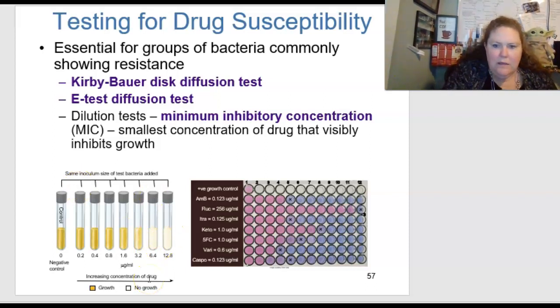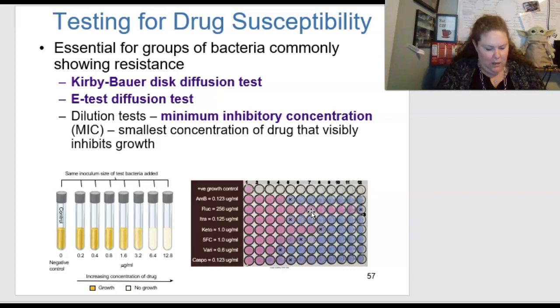Okay. In this one over here, this is a microbroth dilution in a multi-well plate that is adapted for pathogenic yeast. And this is figure 12.21. And so drugs that are being tested are Amphotericin B, which is AMB, then 5-FC, Fluc, and a couple other drugs, right? And so the pink indicates that there is growth, okay? Blue indicates that there is no growth.